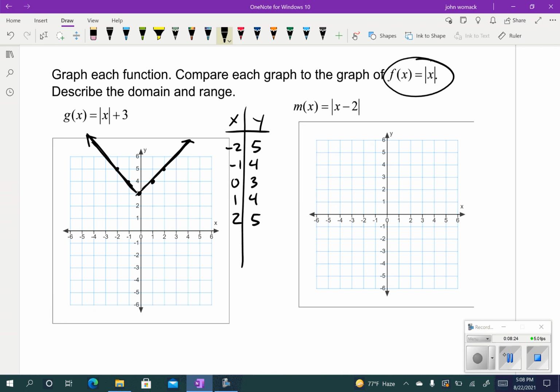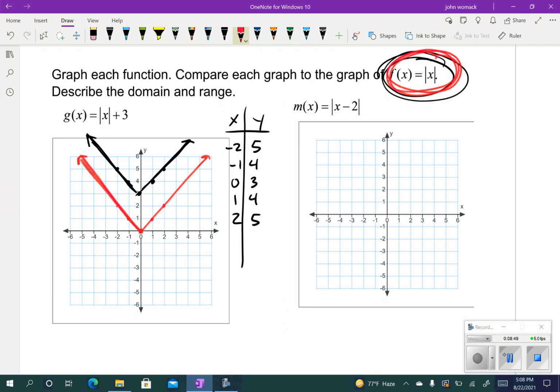Now, we want to compare that to this original parent graph. Just a quick reminder of what it looked like. It had a vertex at 0, 0. They went over 1, up 1, over 2, up 2. So this one down here was y equals, or f of x equals, the absolute value of x. The black one's our new graph.